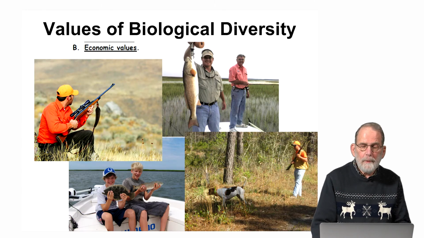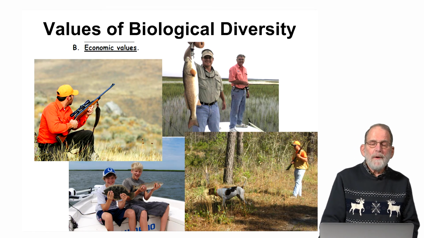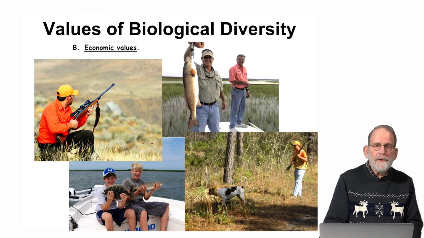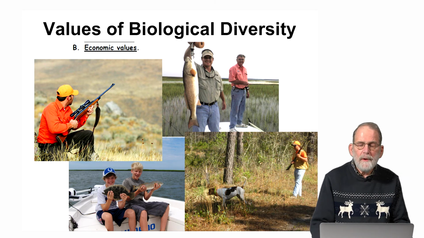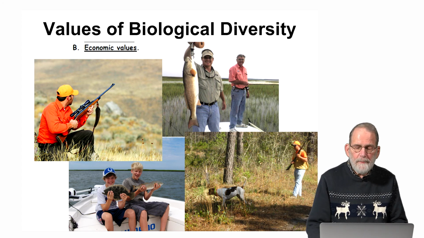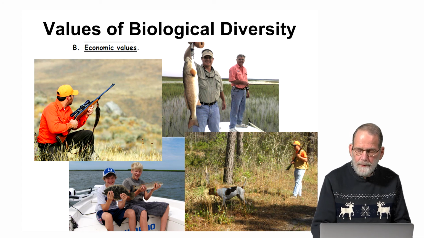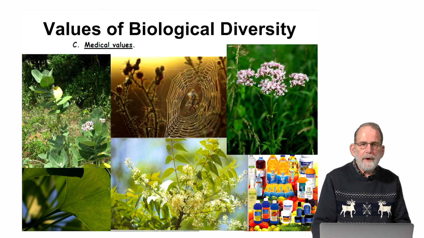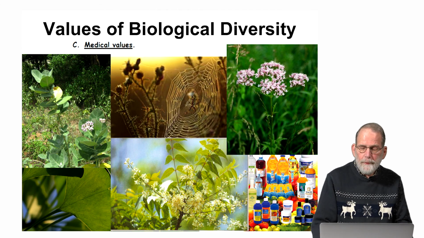We can also talk about economic values associated with, for example, hunting and fishing. Without biological diversity, hunting and fishing would disappear because we'd have pretty much the same fish, the same species of game. It's through biological diversity that we have the various types of hunting, the various types of fishing, and the diversity of sport game that come from hunting and fishing. There are medical values associated with biological diversity. Certain plant species have medicinal properties that are used in supplements and various kinds of pharmaceutical drugs.